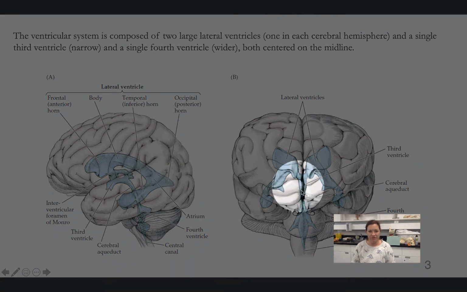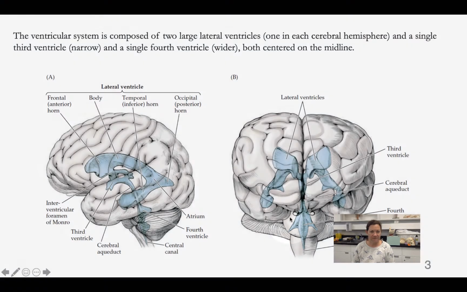The third ventricle is right here, buried on the midline. The thalami are its walls, so it's in the diencephalon. The cerebral aqueduct travels through the midbrain and connects to the fourth ventricle at the level of the pons and the cerebellum. And so that's a reminder of what level everything is at.